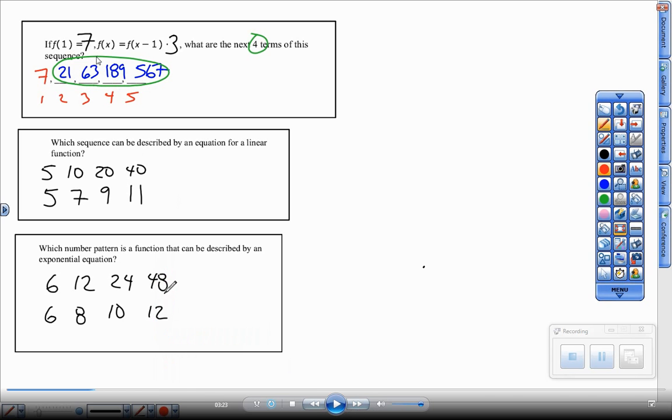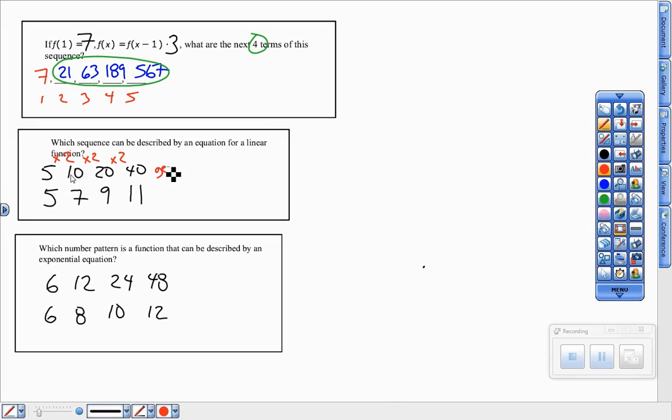A lot of people stop right there thinking 7 is one of the next 4 terms, but 7 is the first term. These are the next 4 terms. All right, the next 2 problems where you need to identify if they're arithmetic, linear, or geometric exponential.